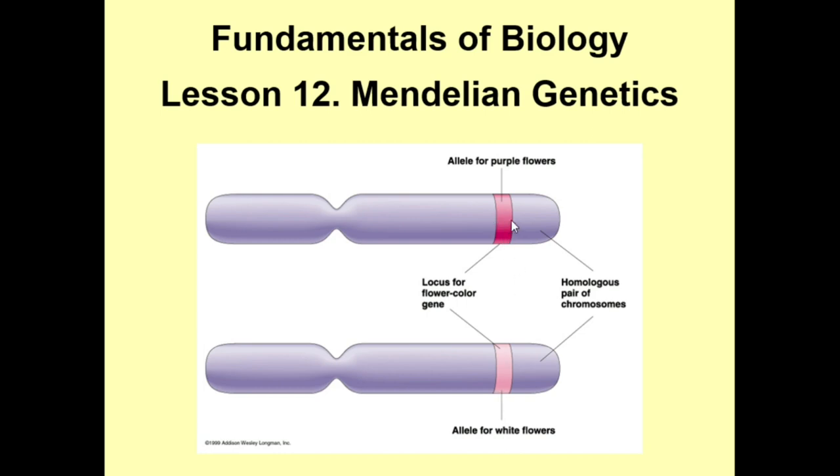So we're going to be looking at pea plants as we go through, but on this particular chromosome at this location, or what we refer to as the locus. So locus is just the position or placement on a chromosome that we find a specific gene. What we can see at the locus on this chromosome is the gene for flower color.